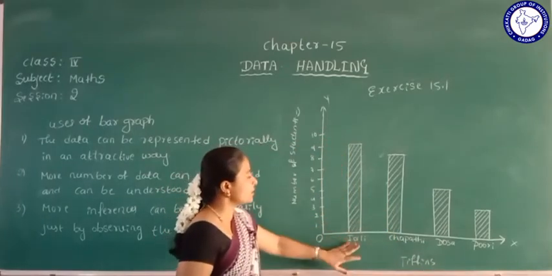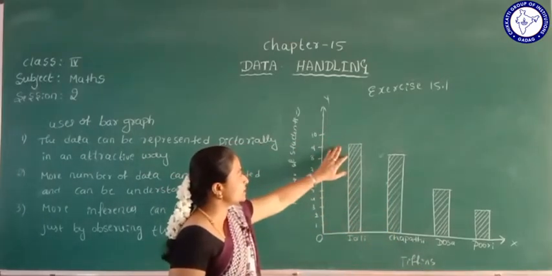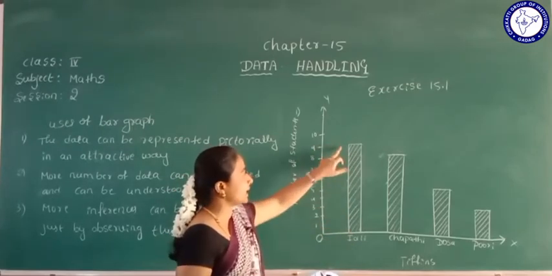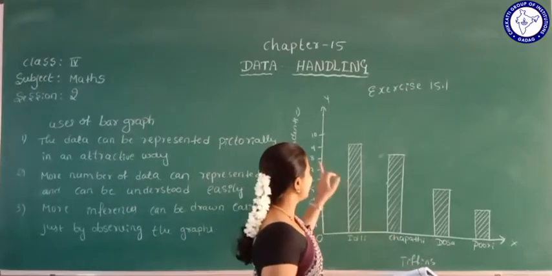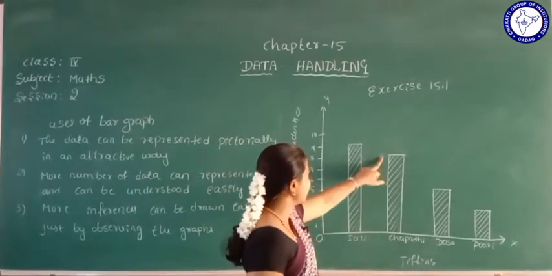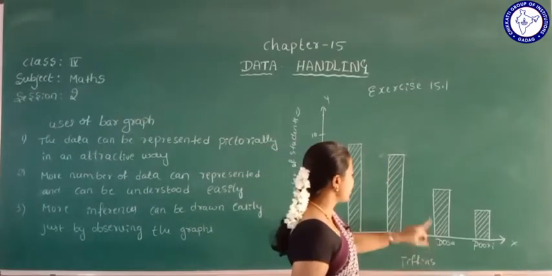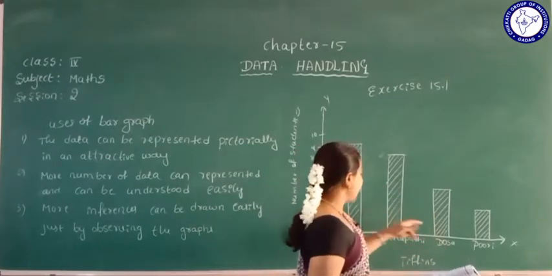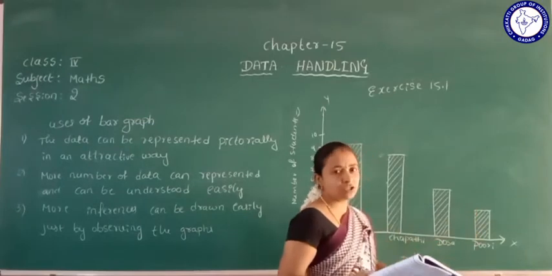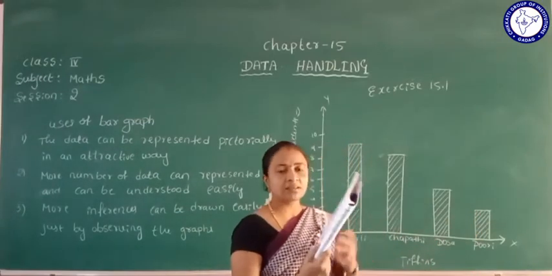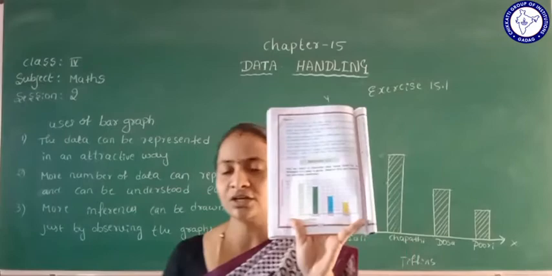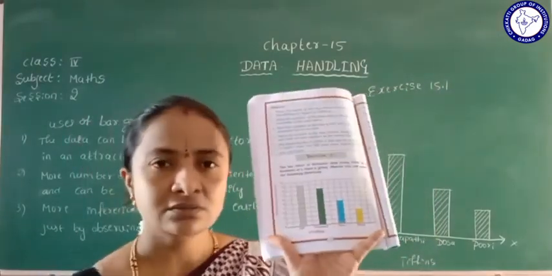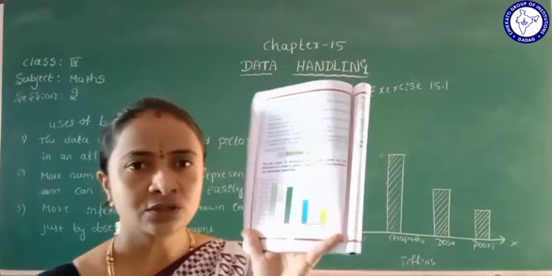Here is the total number of students who want to eat or like each tiffin: idli, 9 students; chapati, 8 students; dosa, 5 students; and puri, 3 students. This is already given in your textbook, and you can color it like this. Use the chart.